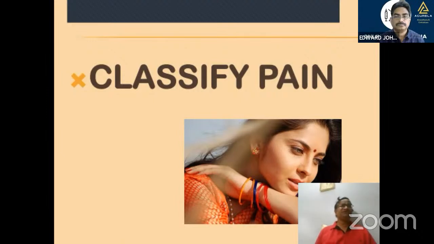So this is about the various terms we have: hyperalgesia, hyperpathia, allodynia, anesthesia dolorosa, sensitization, so many terms. Allodynia means there is no painful stimulus, you touch the patient and there is pain. So these are some of the terms. Now we go to classify.